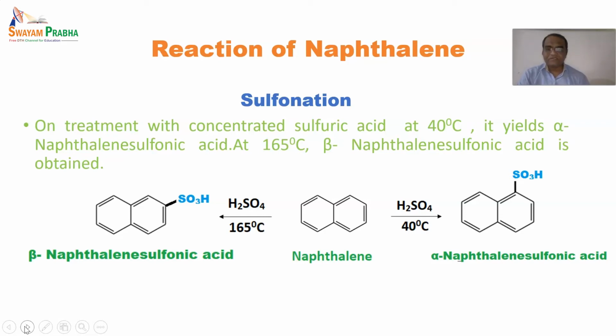So from this reaction you can understand that we do not obtain only an alpha type of product, we also obtain a beta type of product, but the temperature difference is significant. We can conclude from it that when the reaction conditions are normal, the alpha product is formed, and when the reaction conditions are beyond normal, we get a beta product.